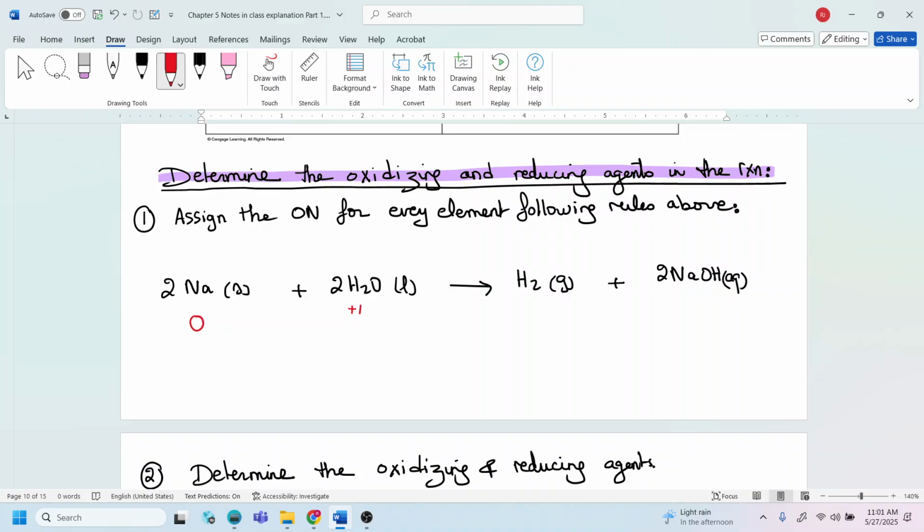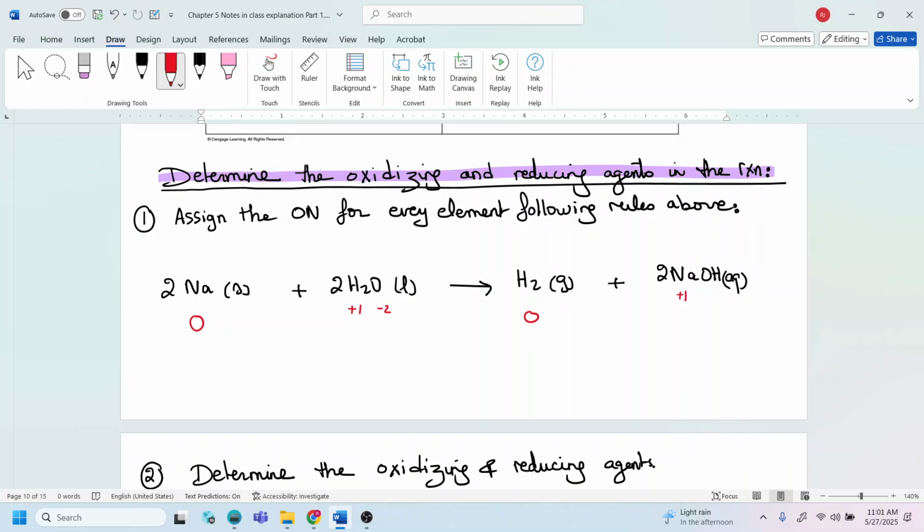The oxidation number of the oxygen is going to be -2. How did I know this? Because I know that oxygen is -2, right? Hydrogen has to be +1, so +2 minus 2, this is a 0. I can easily do that. And then hydrogen gas is an uncombined element, that is a 0. And then the sodium is going to be +1 in there.